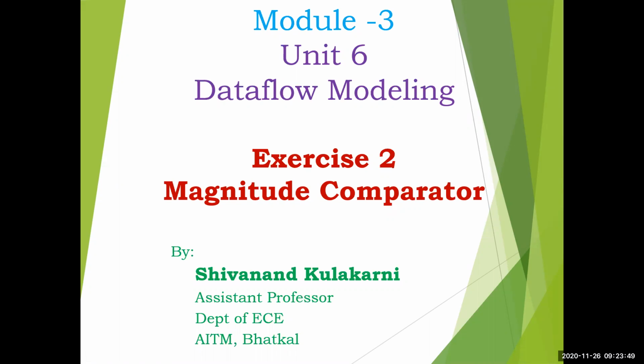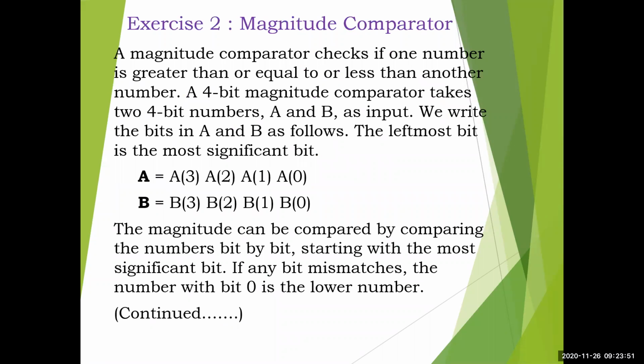So the first two slides will be the question. Read out: a magnitude comparator checks if one number is greater than, equal to, or less than another number. That is called a magnitude comparator. It checks the two numbers, and its output is one of three: equal, less than, or greater than. So when you say greater than or less than, you can have an idea that there is a concept of relational operators here. But still we implement it using Boolean expressions. So we'll continue our question.